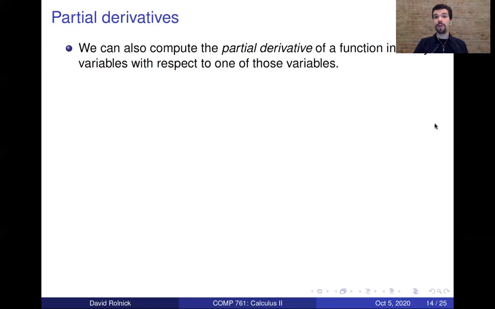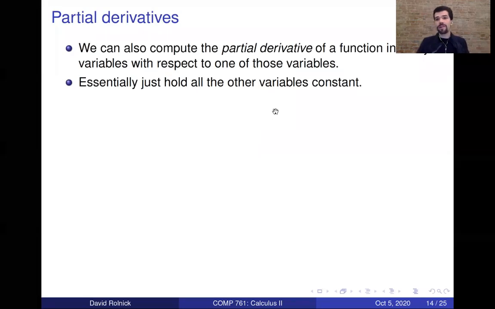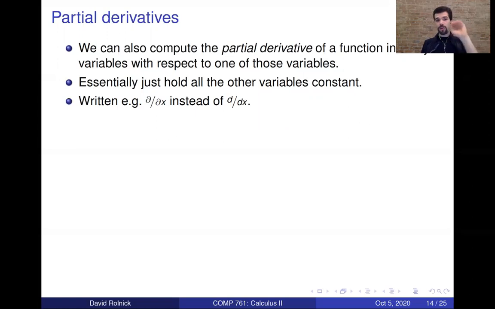partial derivatives. We're going on to multivariable calculus. So we can also compute the partial derivative of a function in many variables with respect to one of those variables, basically treating the other variables as if they're constants. And there's a reason for this, but if there are many variables involved, then we write this thing partial. And in LaTeX, this is backslash partial.